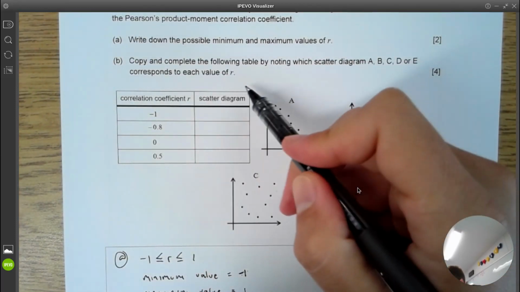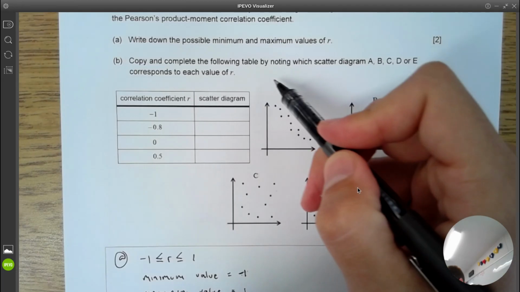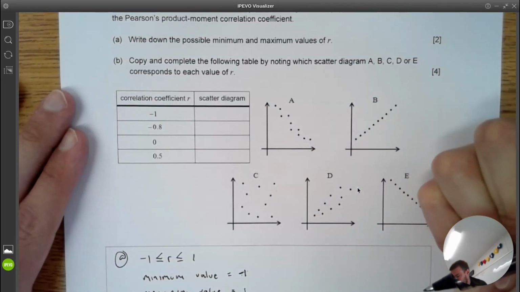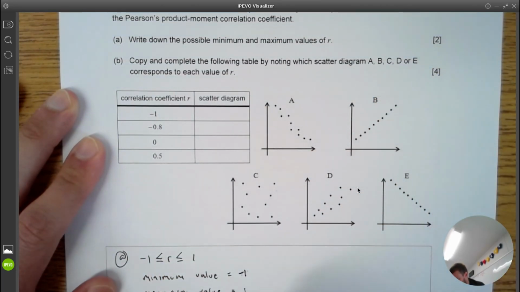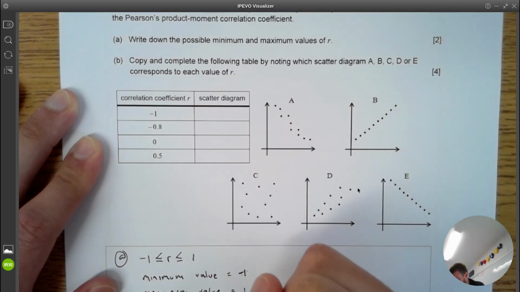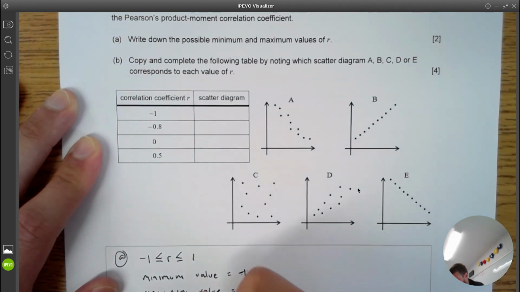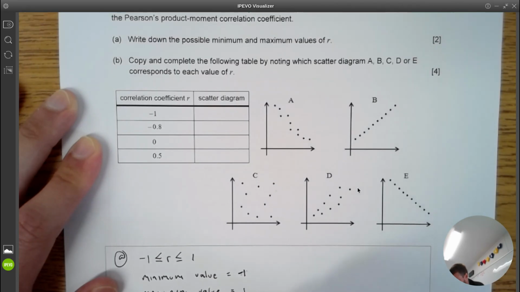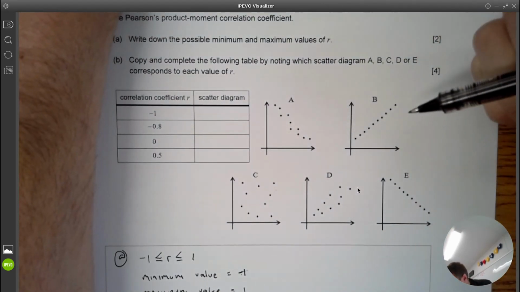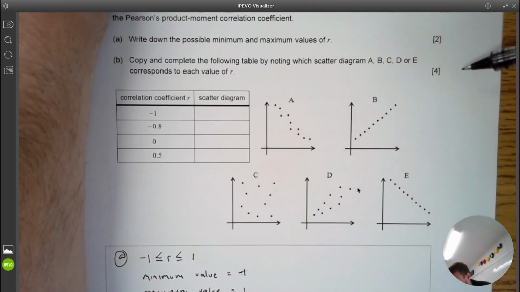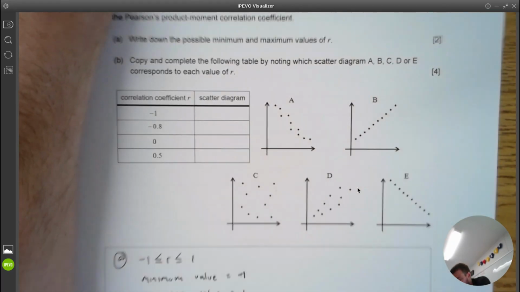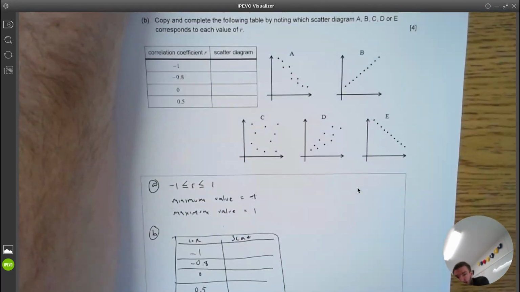Part B, copy and complete the table by notating A, B, C, D, or E. -1, -0.8, 0, and 0.5. This should be pretty easy, and I love that it's 4 marks. I'm just getting marks for matching it up here.